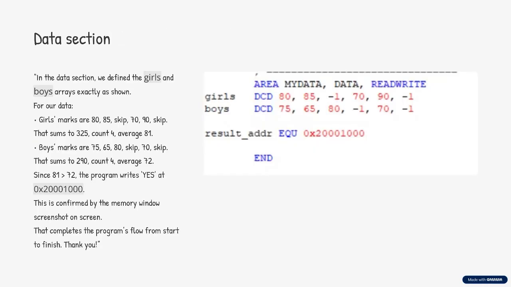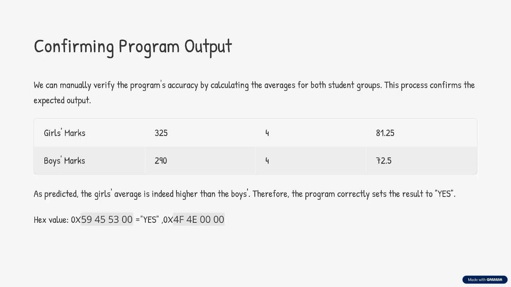Data section. We define the girls and boys arrays exactly as shown. For our data, girls marks are 80, 85, minus 1, so skip. 70, 90, minus 1, so skip. That sums to 325, count 4, average 81.